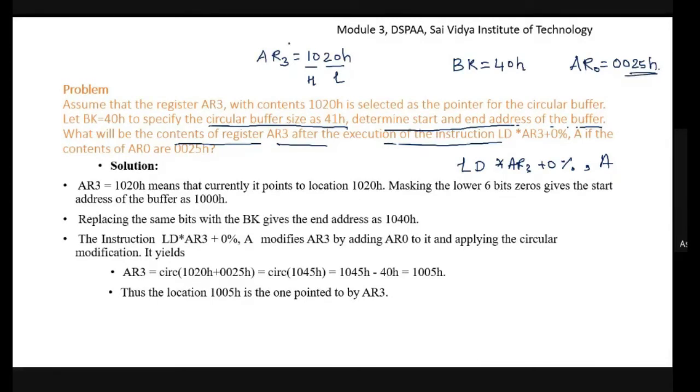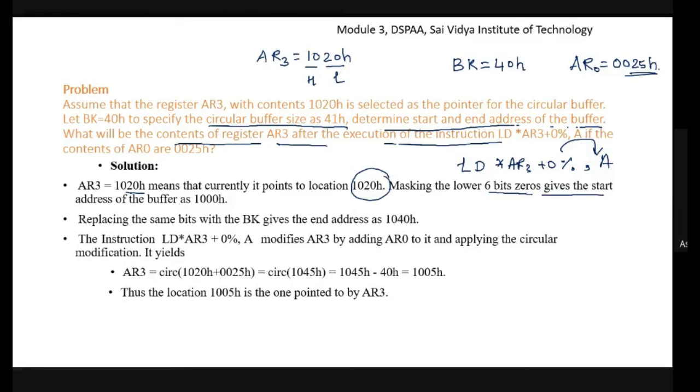So first, we write down the given data. AR3 is given as 1020 hexadecimal. BK, the circular buffer size, is given as 40 hexadecimal. AR0 is given as 0025 hexadecimal. And the instruction given, for our understanding purposes, loads *AR3+0% modulo to the accumulator register. Here, AR3 is currently pointing at this particular memory location, 1020H. What we do first, we'll mask the lower 6 bits to zeros to give the start address of the buffer.